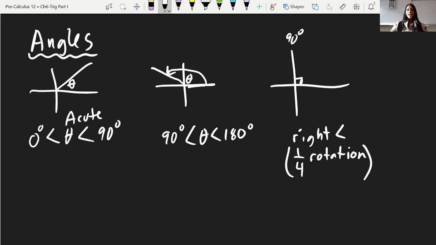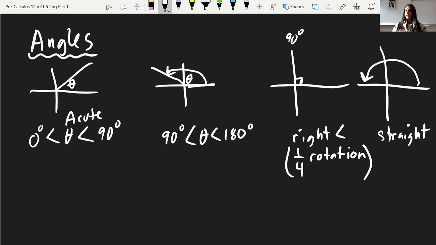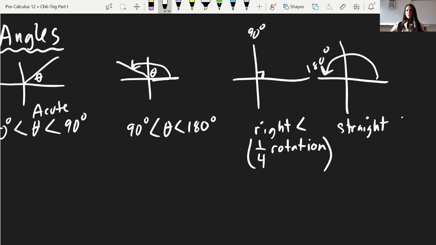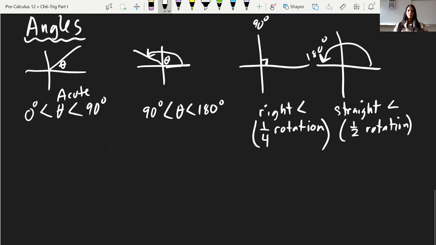So it's a good thing to look at it this way and just to sort of brush up on that. And then the very last one is a straight angle. Straight angle is exactly what it sounds like. So if we go all the way to 180 degrees, that's an example of a straight angle. And again, in terms of what we just used, a straight angle would be half a rotation. So it's good to think in terms of fractions when we're dealing with our trigonometry. I hope that was helpful.